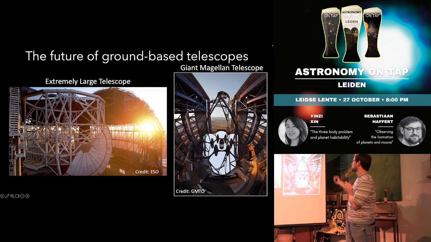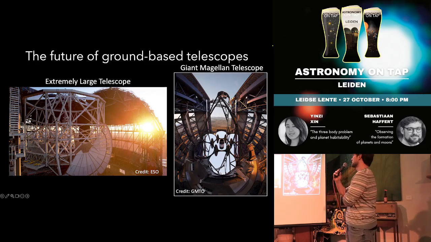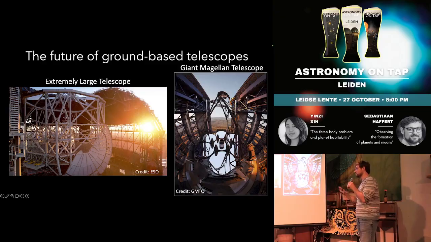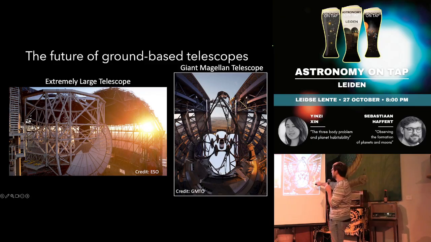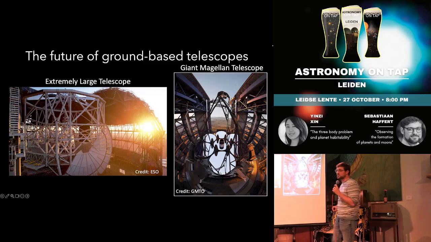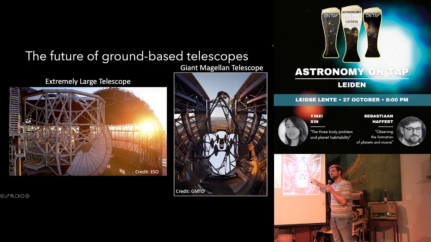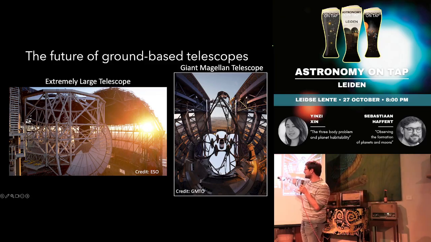And on the right, we have the Giant Magellan Telescope, because the Magellan Telescope already existed. Both of them will be huge. The Giant Magellan Telescope will be 25 meters from one side to the other, and the Extremely Large Telescope will be almost 40 meters across the primary mirror surface. So they're huge mirrors. Sadly, the image on the right is an artist's impression, a rendering, while the image on the left is actually an image.